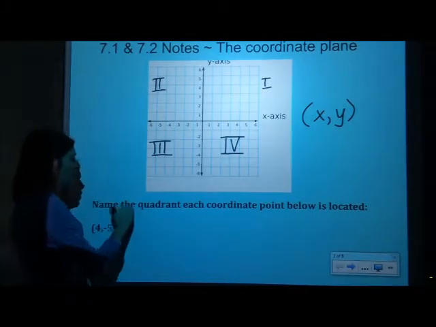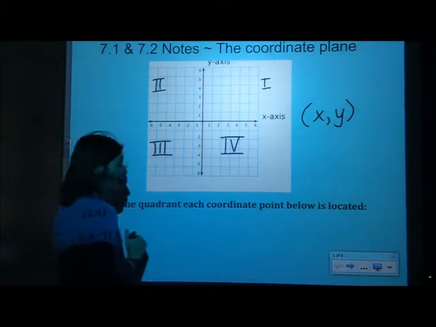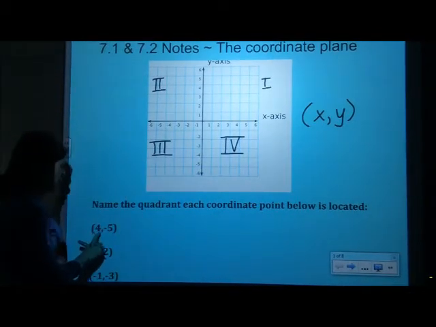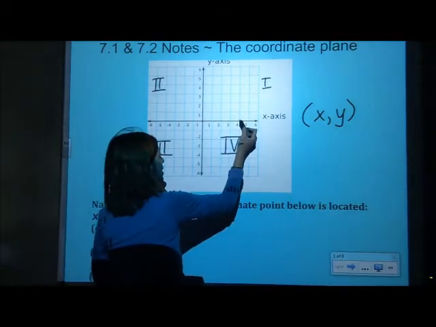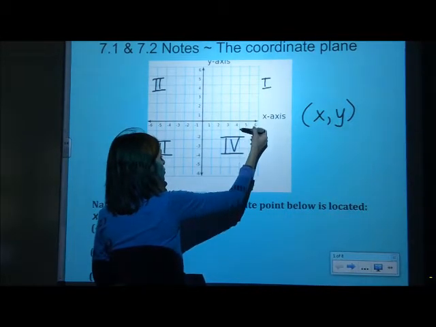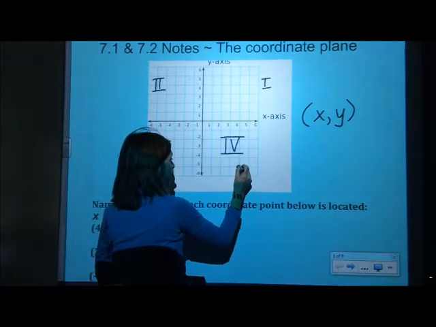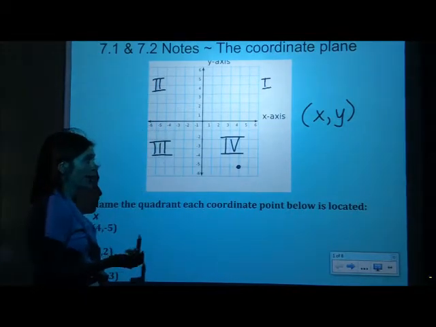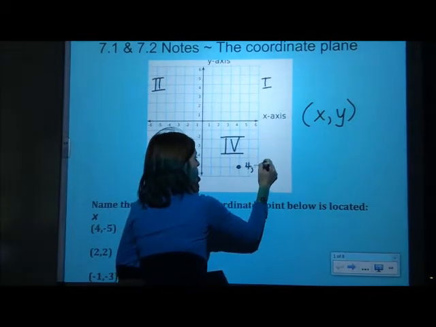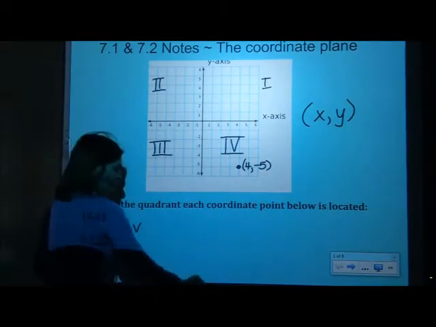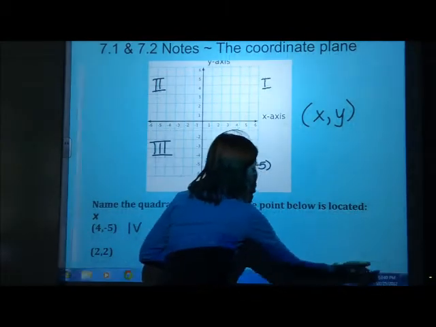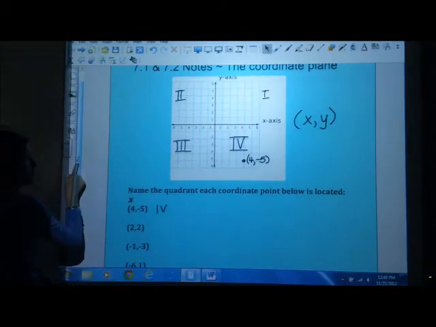So it says name the quadrant each coordinate point below is located. So we have the point (4, -5). So the x coordinate is 4, the y coordinate is -5. So we go over to the x coordinate of 4, we go down to -5. I'm actually going to plot that point for you. There's (4, -5). And that would be in quadrant 4. Okay? Actually, let me switch back to this view so we can see everything.